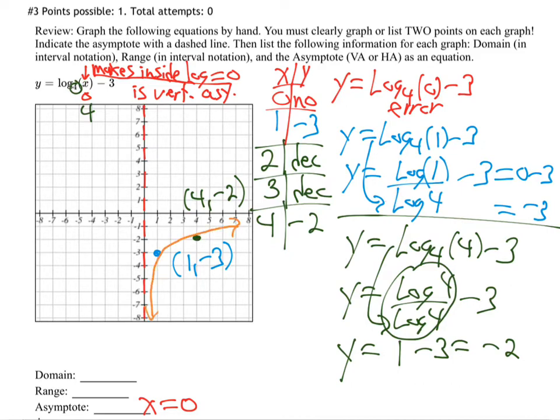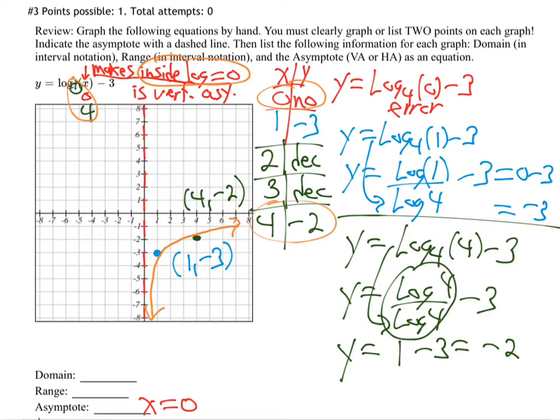It's going to go like that. There's the log graph. It's concave down. It's like a bowl turned down. So notice again, we pick what makes the inside of the log 0, and that was just 0 in this case. And then we pick what makes the inside of the log match the base, and that was 4.